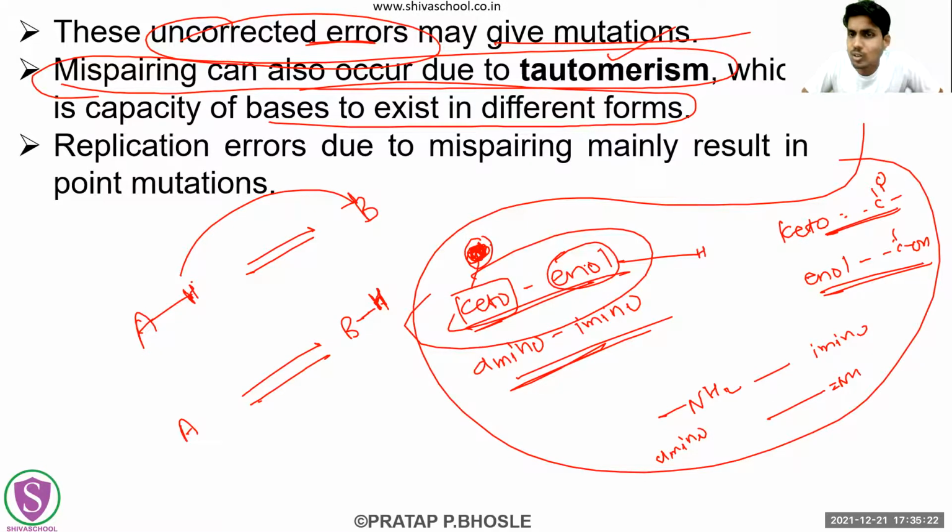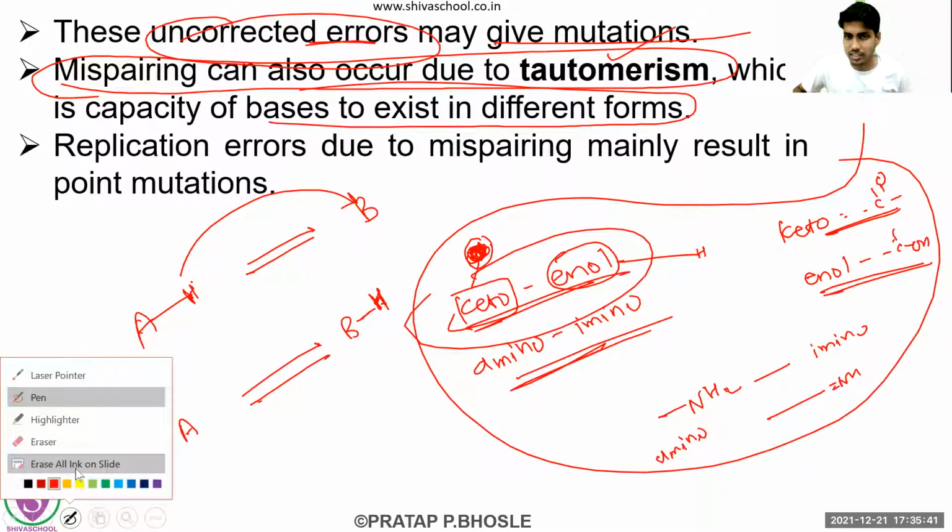Because tautomerism is basically the conversion of the keto functional group to the enol functional group, and the amino functional group to the imino functional group. Okay, it can be exchanged, right? Interchanged. If you don't understand this, just forget about it. Because it will not have much significance for us in chemistry, okay?